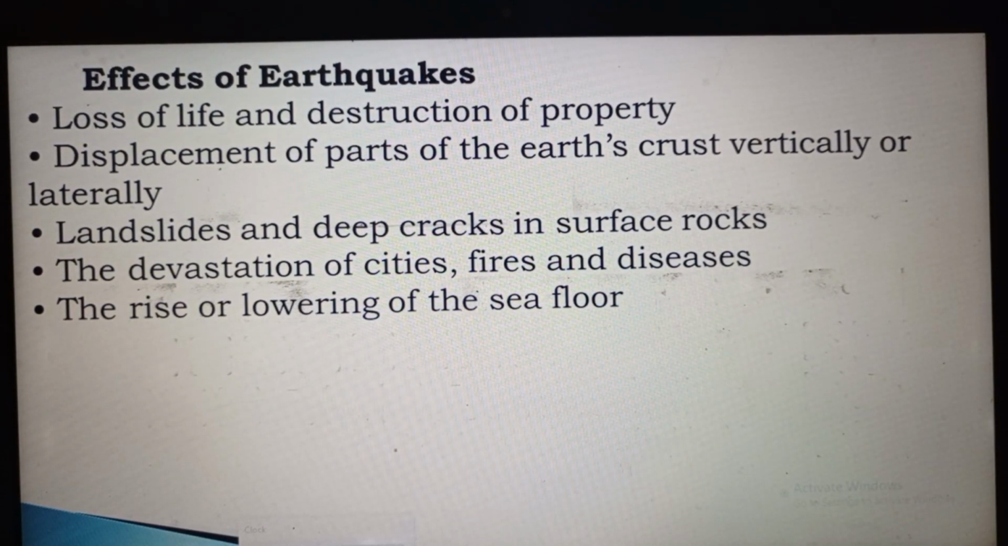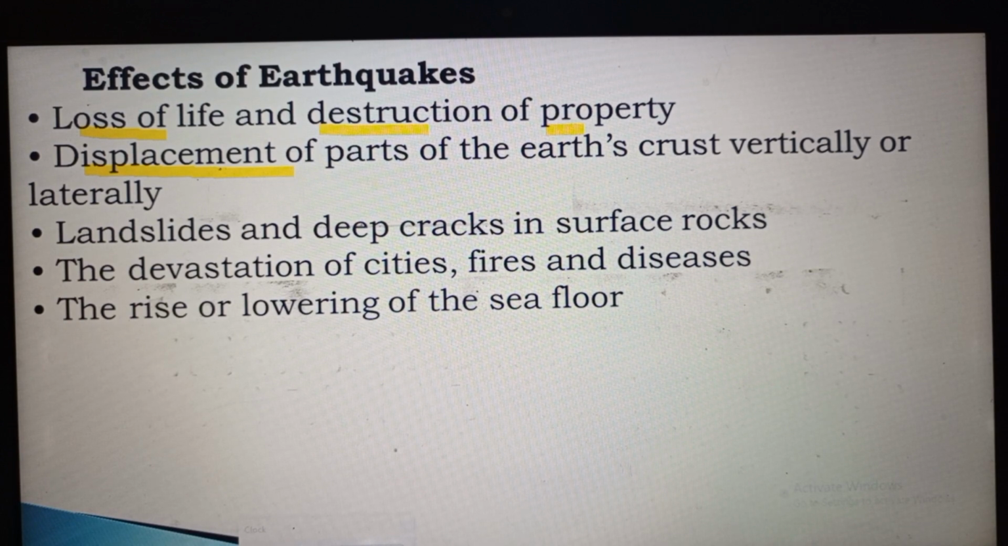Okay, now let us discuss the effects of earthquakes. The earthquake has effects. This is obvious. One of the effects of earthquake is loss of life and destruction of property. It can cause loss of life and also cause destruction of property. Displacement of parts of the Earth's surface. The Earth's surface can be displaced, shifted from its original place to another part of the Earth's surface.